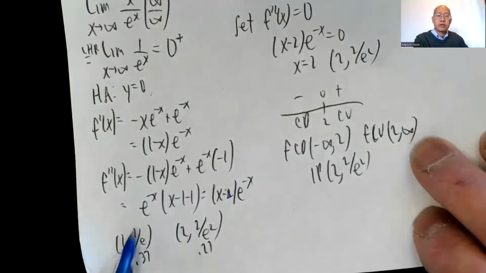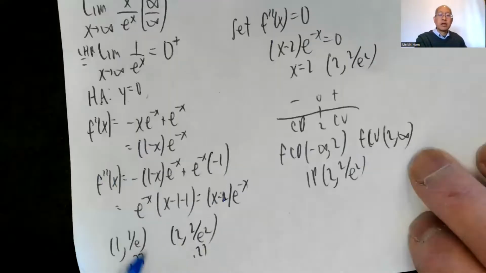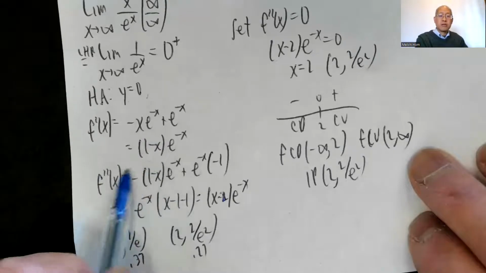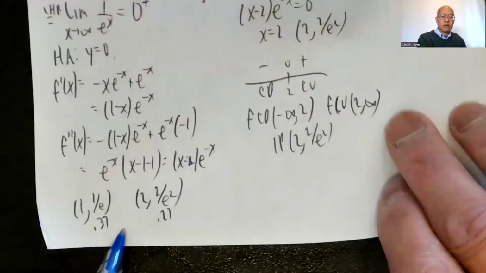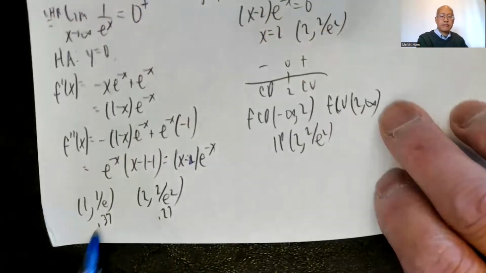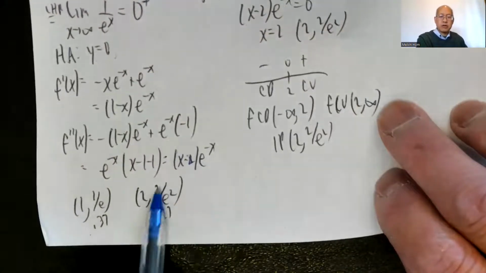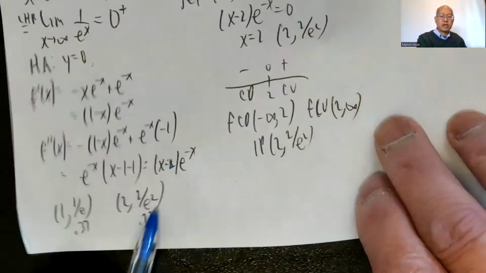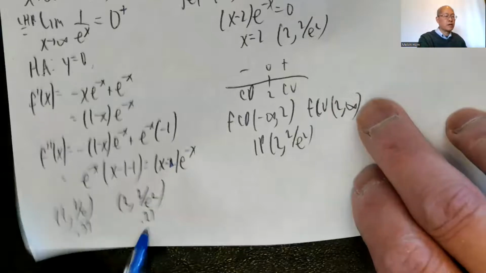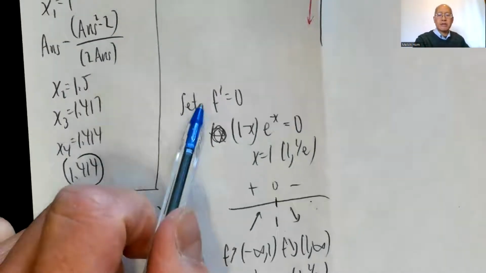All right, and so these critical numbers, I'll plug in 1 right here. So if I plug in 1, I get 1 e to negative 1, or 1 over e, which is about 0.37. What makes this 0 is 2, (2, 2 e to negative 2), or 2 over e squared, which is about 0.27.